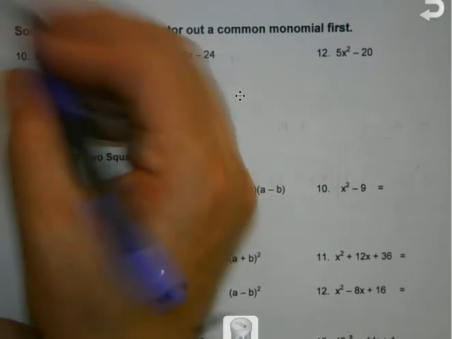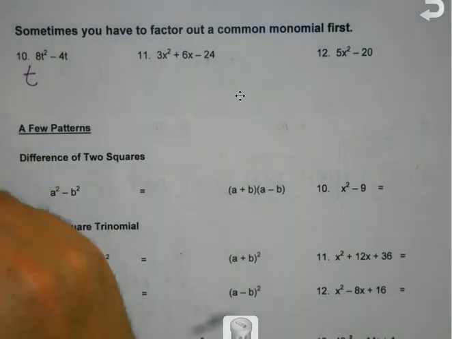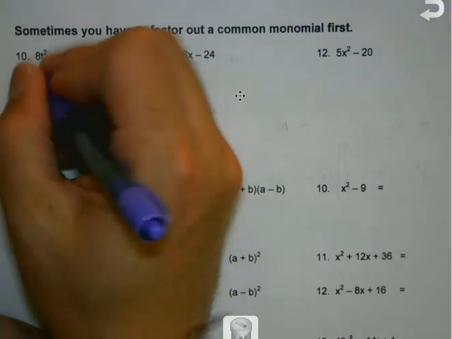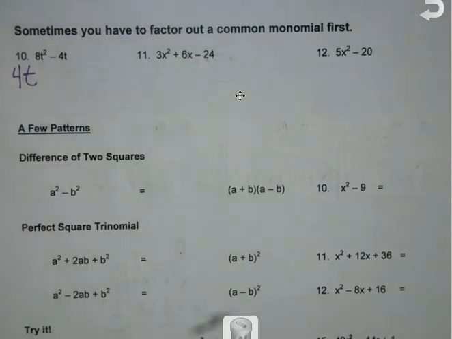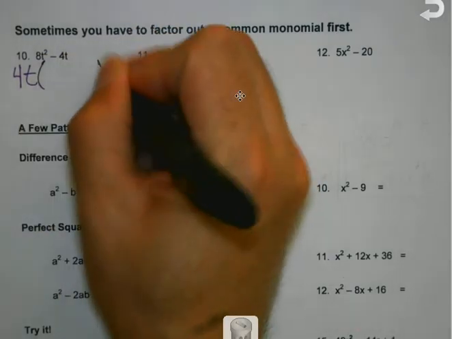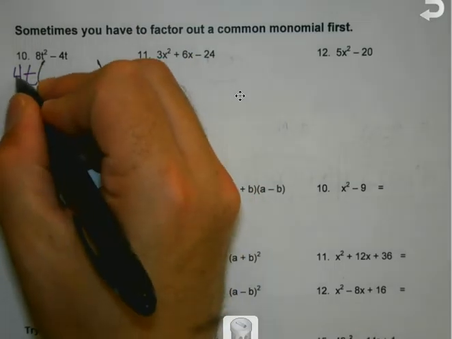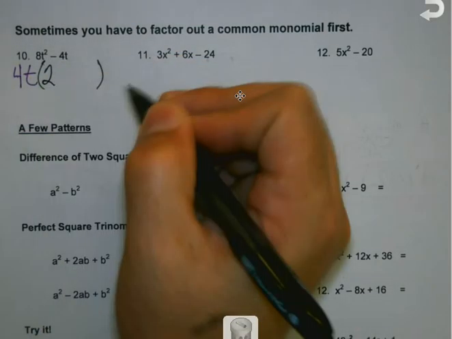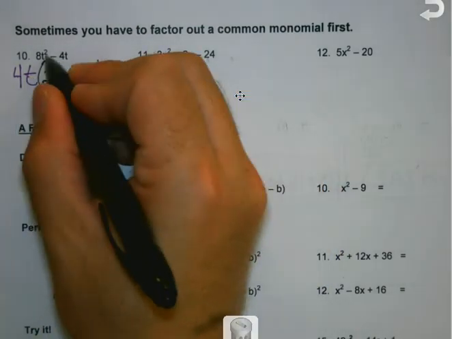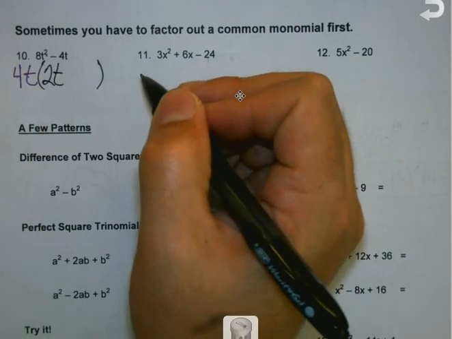So, for instance, 8t squared and 4t, what do they have in common? T. Anything with the numbers? 4. So anything that's in common, variable, number, both, I'm going to go ahead and pull out. Whatever's left over, I'm going to put in a set of parentheses. So it's like doing the distributive property backwards, basically. So it's like, okay, 4 times what is 8? 2. T times what is t squared? I need another t.